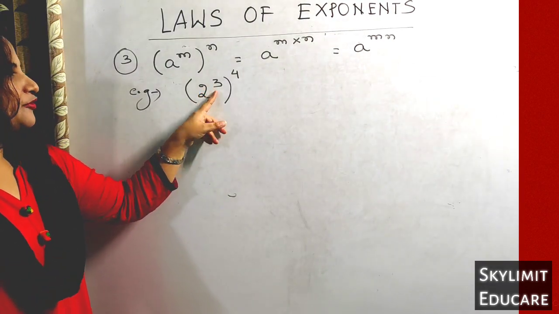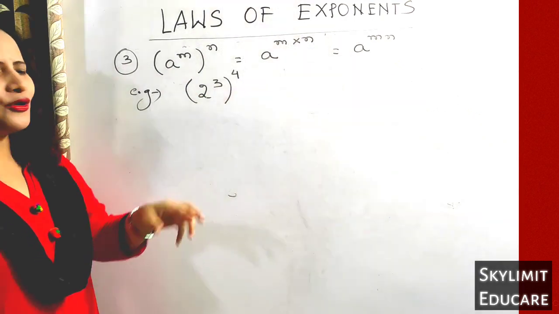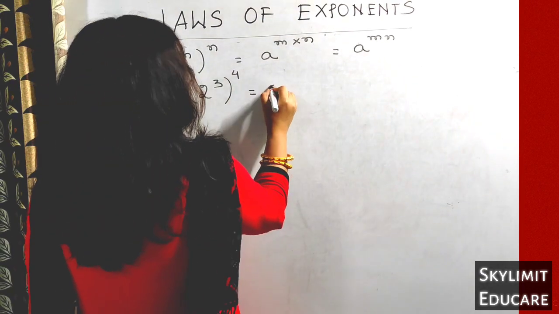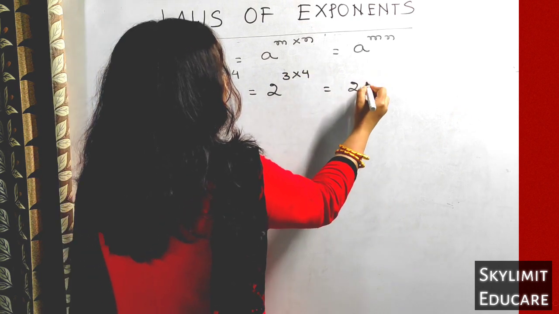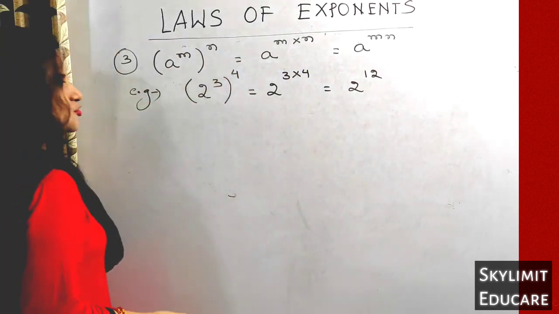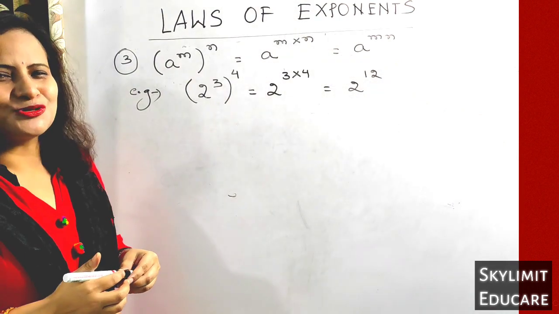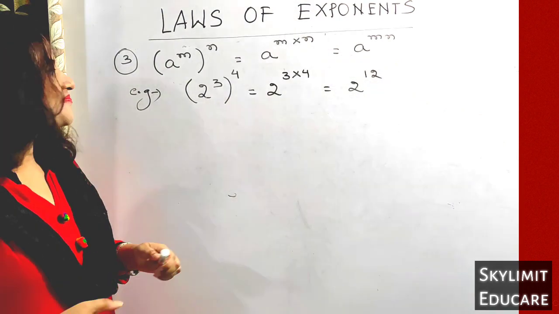So 2 to the power of 3 whole to the power of 4 is the same as 2 to the power of 3 multiplied by 4, that is equal to 2 to the power of 12. So this can be written as 2 to the power of 12. I think the idea is quite clear.